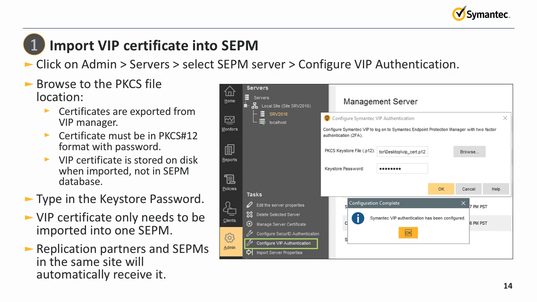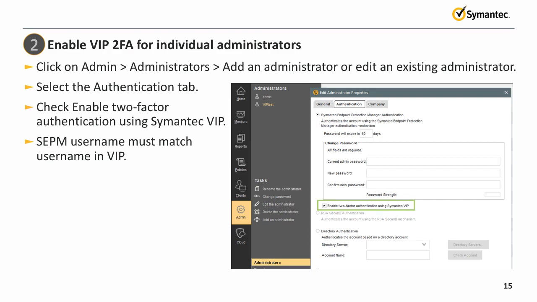The VIP certificate only needs to be imported into one SEPM. Replication partners and SEPMs in the same site will automatically receive it. The next step is to enable VIP two-factor authentication for individual administrators. Navigate to Admin, Administrators, add an administrator or edit an existing administrator. Select the Authentication tab. Check the box to enable two-factor authentication using Symantec VIP.